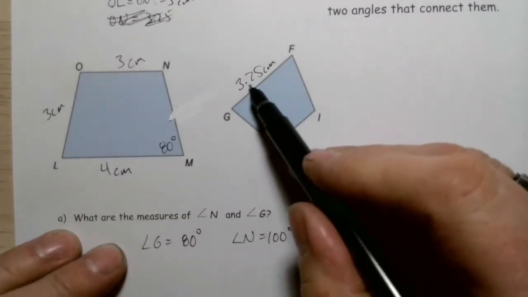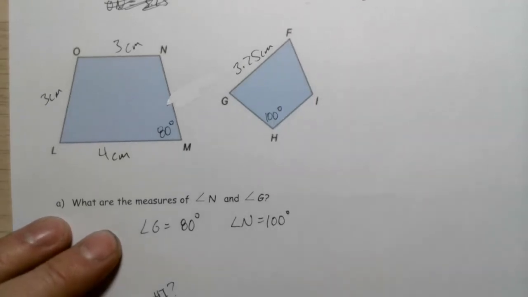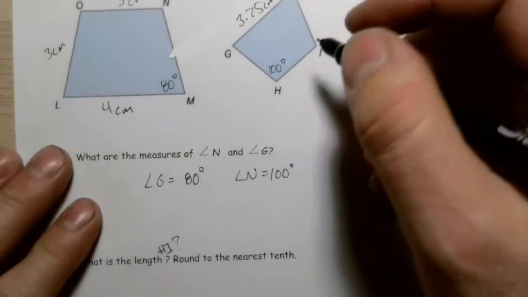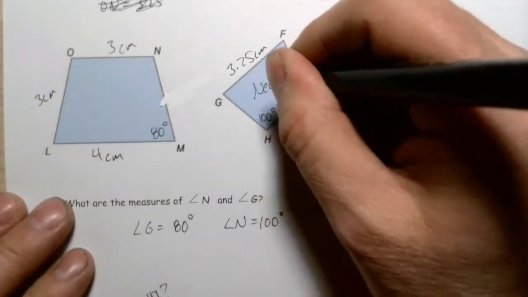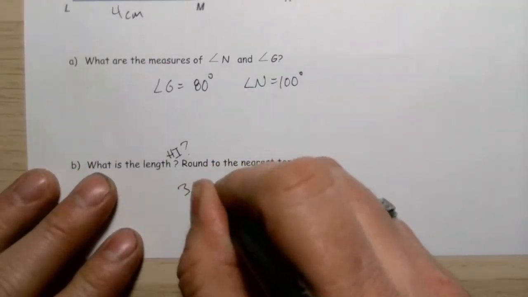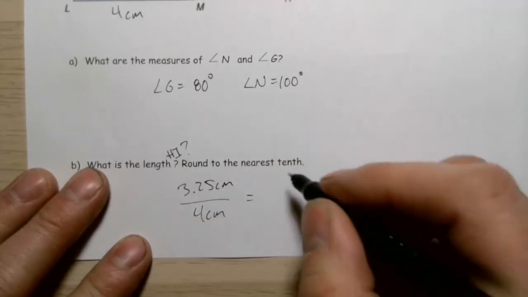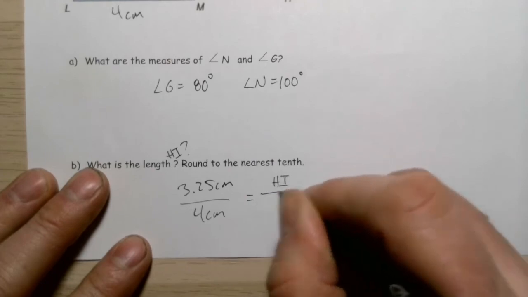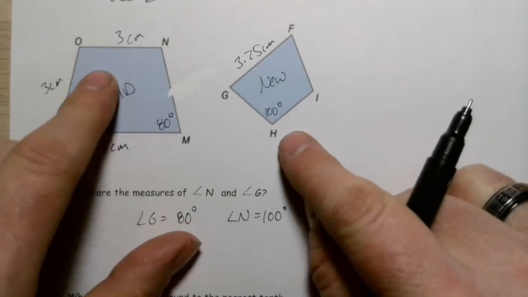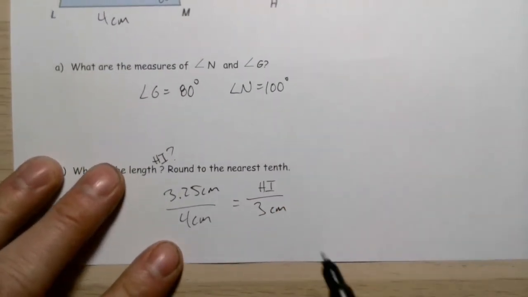So now if this is 3.25 centimeters, now I can figure out what HI is. The reason I can do that is because if these are similar, then the two bases are in proportion to each other. So this is going to be my new, this is going to be my old. So it'll be 3.25 centimeters is the new, 4 centimeters is the old, and then that's going to be the length of HI over, and in this case, the side that corresponds to HI is going to be the ON here, which is 3. This is why I need to do a little bit more with this.